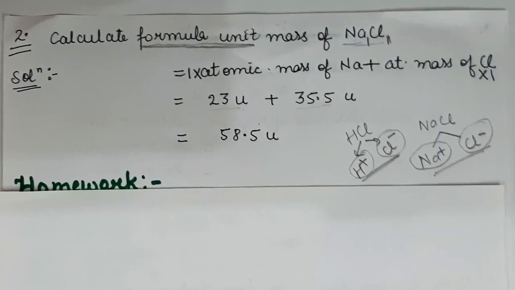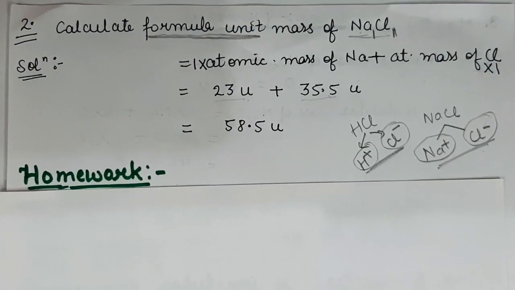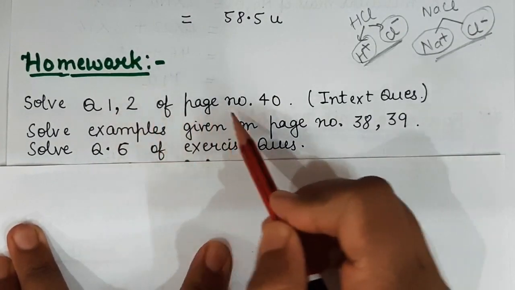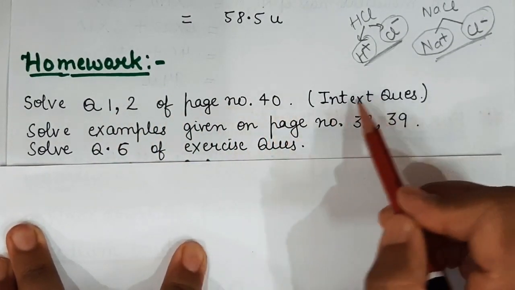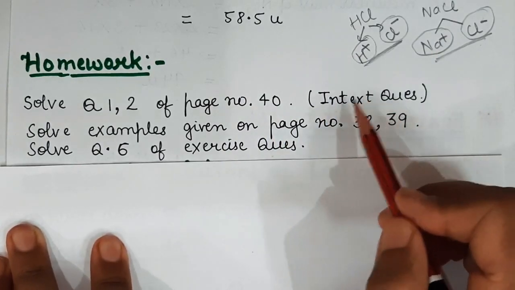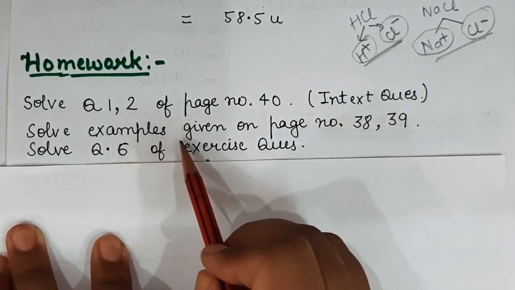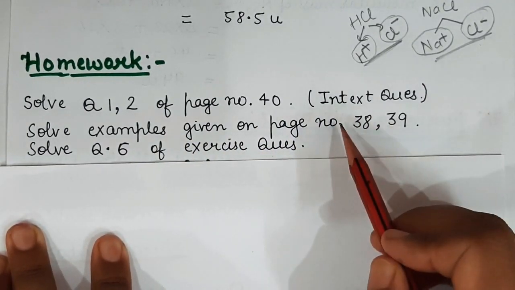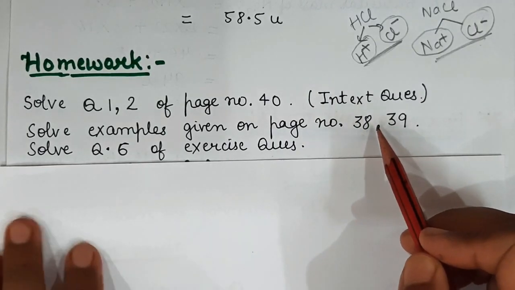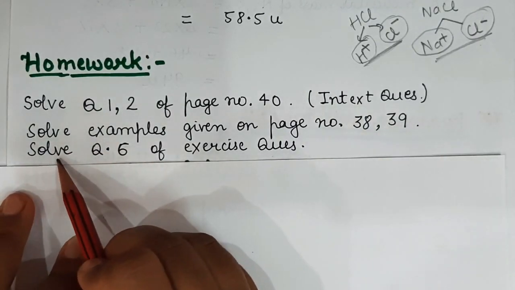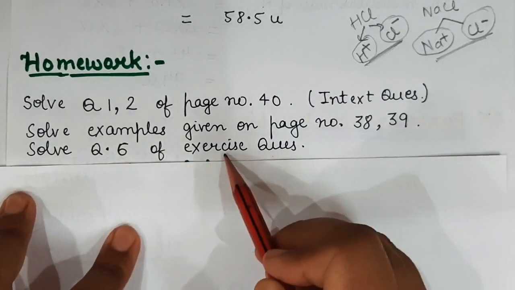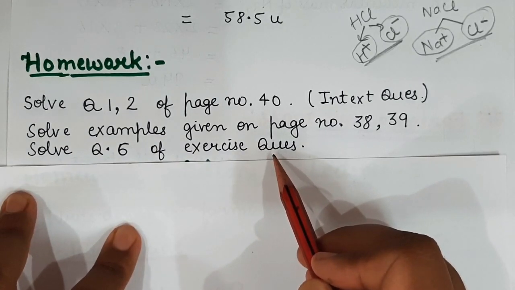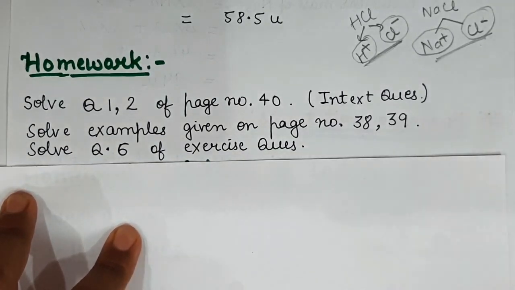So what is your homework, students? You will have to solve question number 1 and question number 2 given on page number 40. These are actually in-text questions. Along with this, you will also solve the examples given on pages 38 and 39, which are related to molecular mass and formula unit mass. And lastly, you will solve question number 6 of the exercise questions, meaning the questions given at the end of Chapter 3. So this is your homework for today.